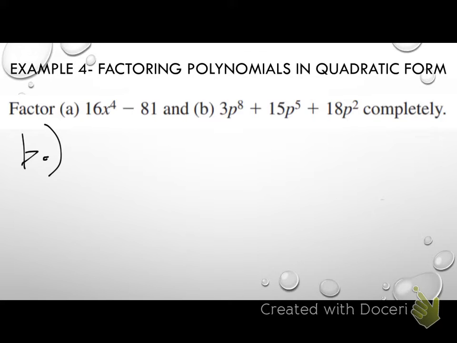So looking at my coefficients first, is there a number that goes into 3, 15, and 18? 3. 3 goes into all three of those, correct? Yes. So I can factor out a 3. How many p's do they all have in common? 2. So I can factor out a p squared. Everyone good finding a GCF?